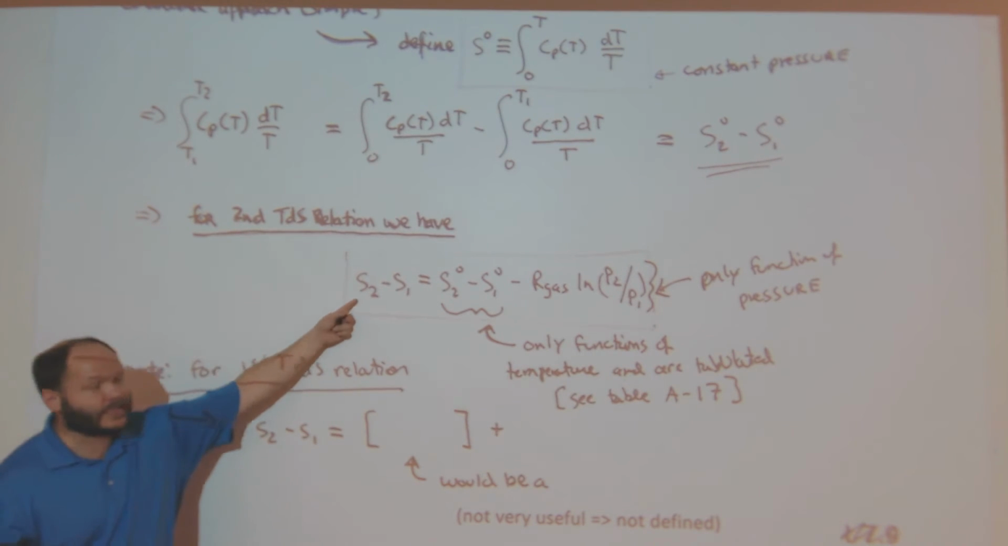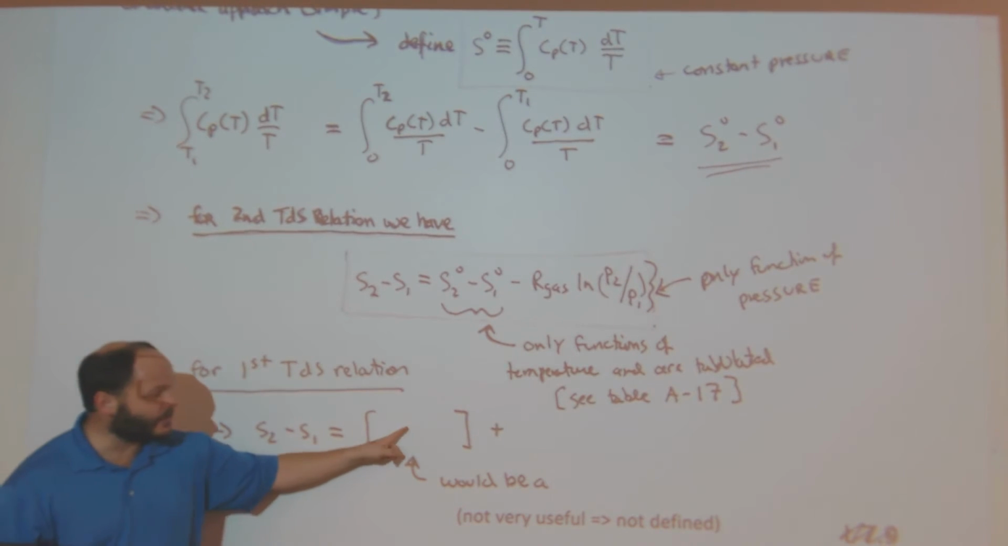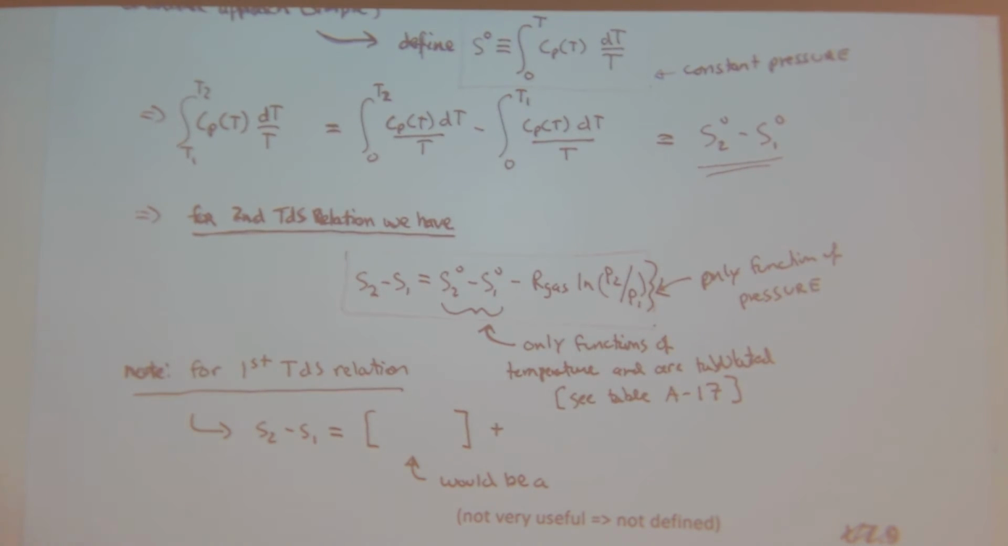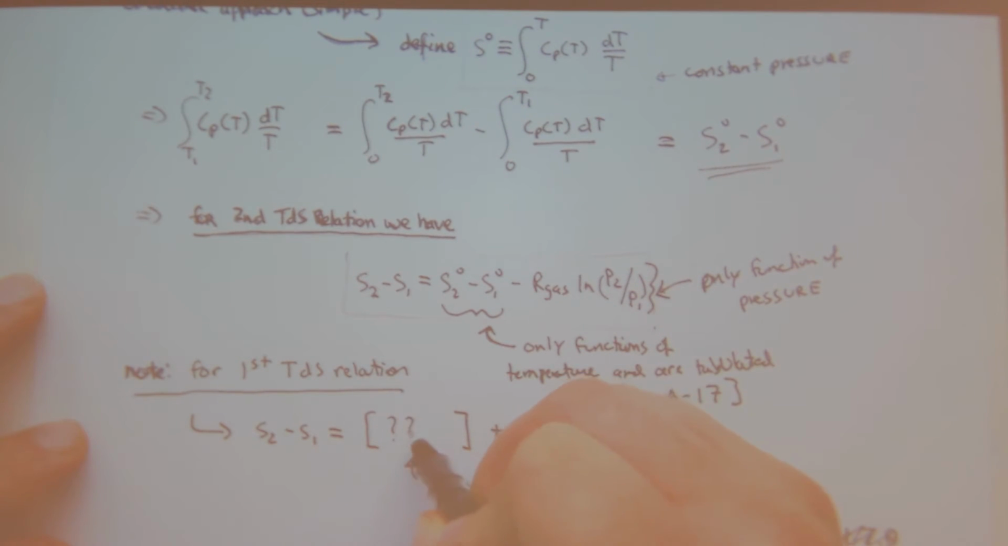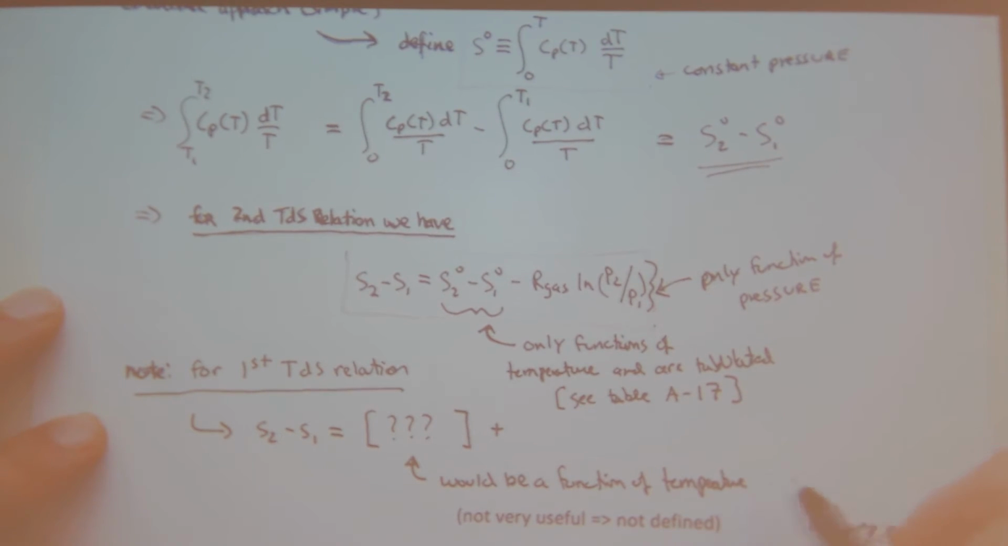So this was for the second TdS relationship. For the first TdS relationship, I get something similar, but I'm going to put question marks here. It would be a function of temperature at constant volume.